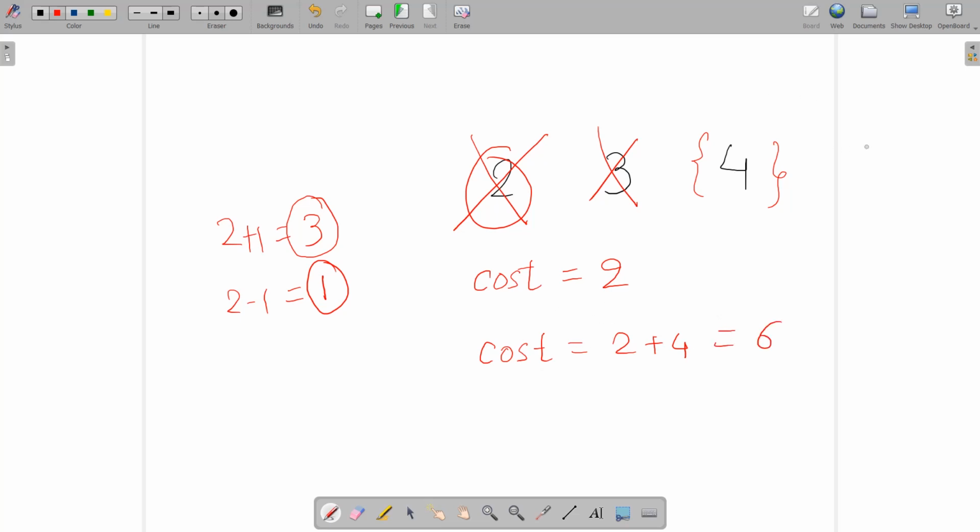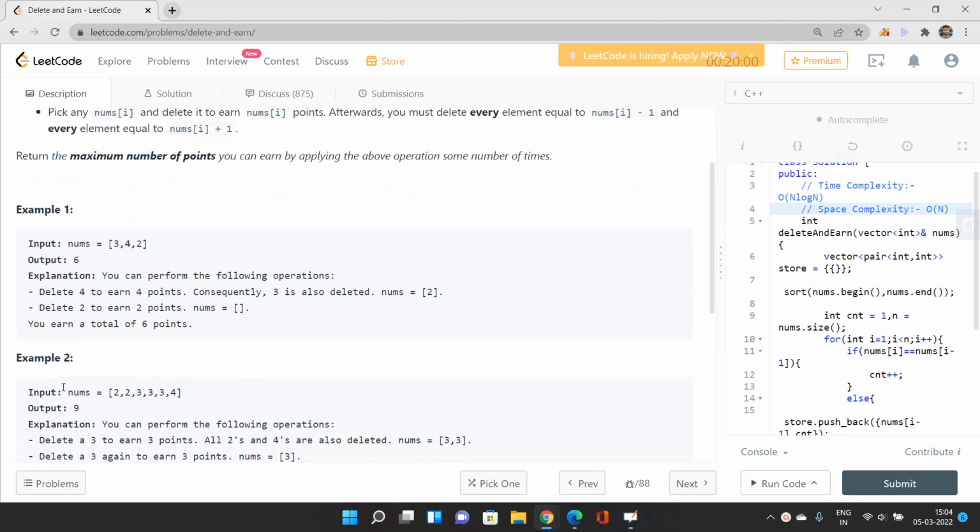So when you choose 4, you will delete 4 as well as 4 minus 1 which is 3, as well as 4 plus 1 which is 5. So you need to delete 4, 3 as well as 5. 3 elements you need to delete. 4 is present in the array, so you will delete it. 3 is not present, 5 is not present, so it is okay. So now you can see the array becomes an empty array. So your cost is 6, which is the maximum answer you can get. So you can see it is matching with 6.